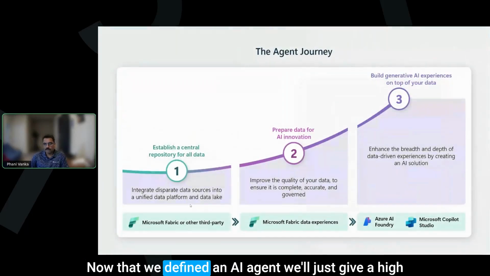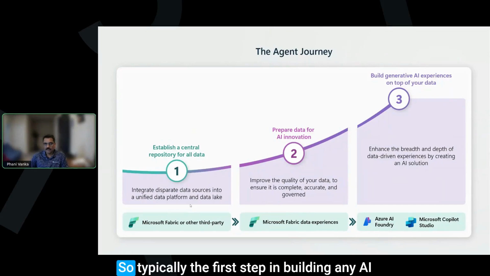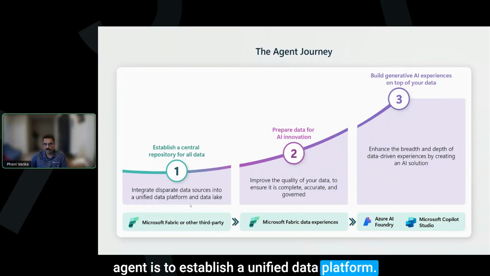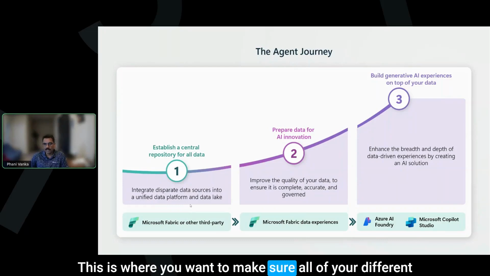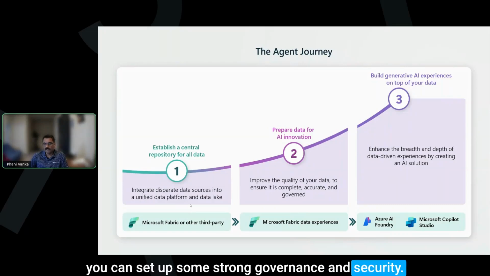Now that we defined an AI agent, we'll just give a high-level overview of what it involves to build an agent. Typically, the first step in building any AI agent is to establish a unified data platform. This is where you want to make sure all of your different data sources are aggregated into a single place where you can set up some strong governance and security.